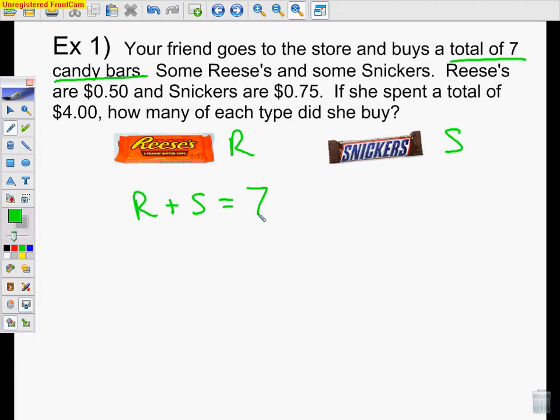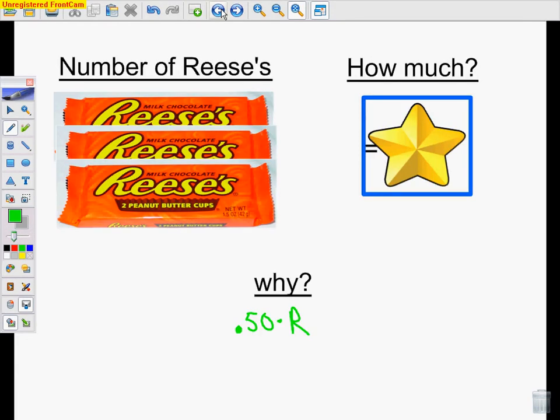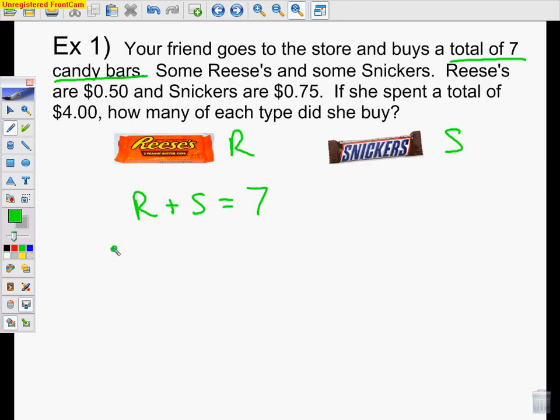Another equation we could write deals with the cost. The cost for each Reese, like we were dealing with before, is 50 cents for each Reese. So the cost for the Reese's is 0.50R. Plus, what would be the cost for the Snickers? 0.75 for each Snicker. And that equals our total cost, which was $4. Now we have a system of equations, and you're going to go through and solve it by the elimination method.